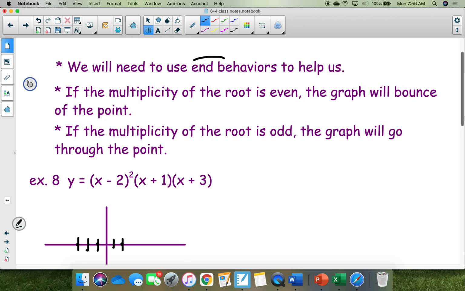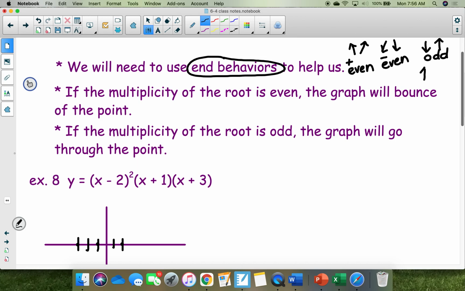We need to know the end behavior. And remember, there are 4 of them. If they both face up, it's a positive even. If they both face down, it's a negative even. If one faces down and then faces up, it's an odd. One faces up and the other down, it's an odd. One is a positive odd and the other is a negative odd. So you have to know the end behavior.